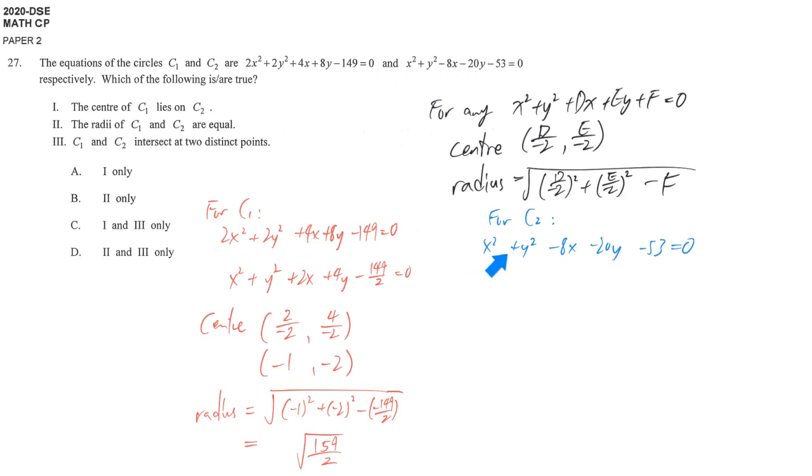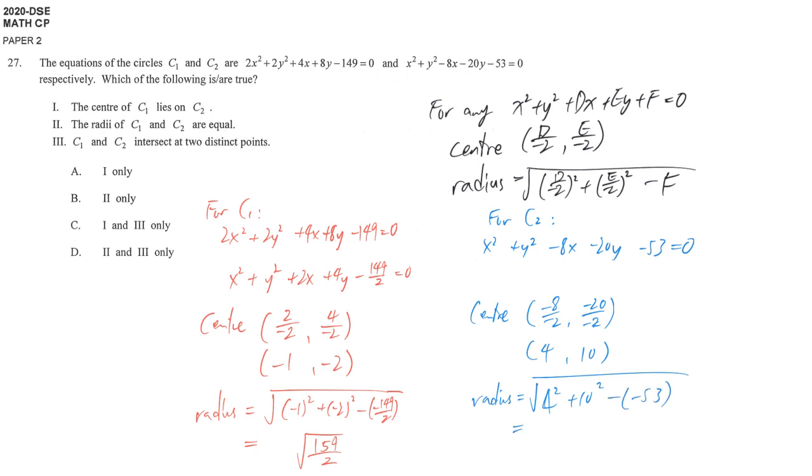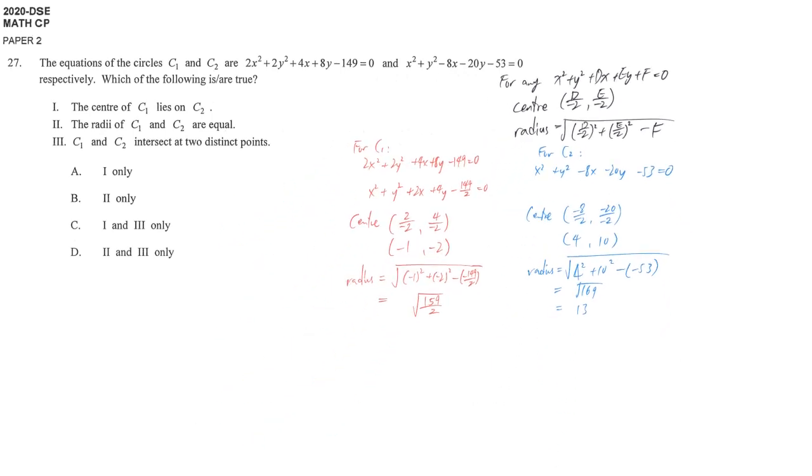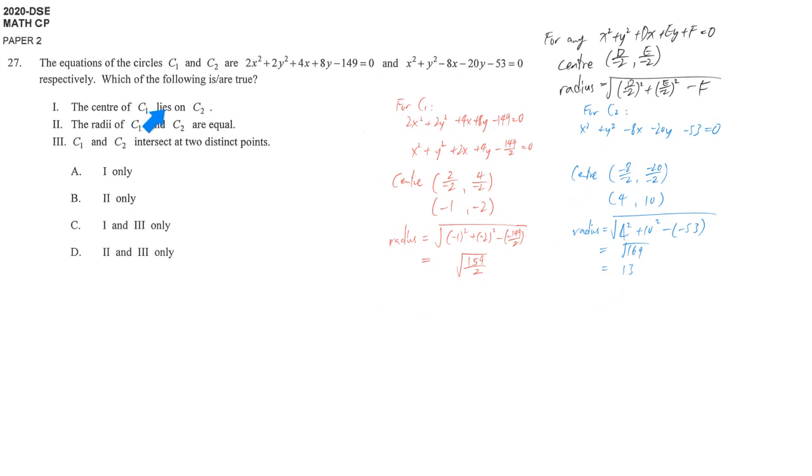This one's slightly different, the x squared and y squared coefficient is already 1, so it's just ready to use the formula. So center is negative 8 divided by negative 2 and also negative 20 divided by negative 2. So therefore we have positive 4 and positive 10. The radius is equal to square root of 4 squared plus 10 squared minus negative 53. So we have square root 169, which is 13. So it's enough for us to make the decision for each statement.